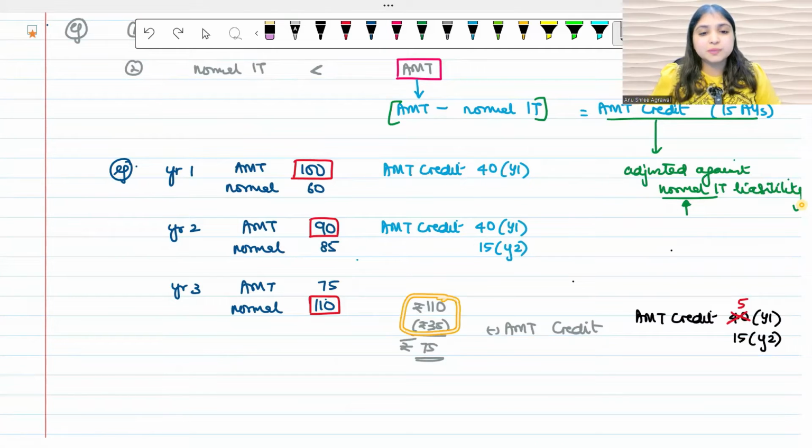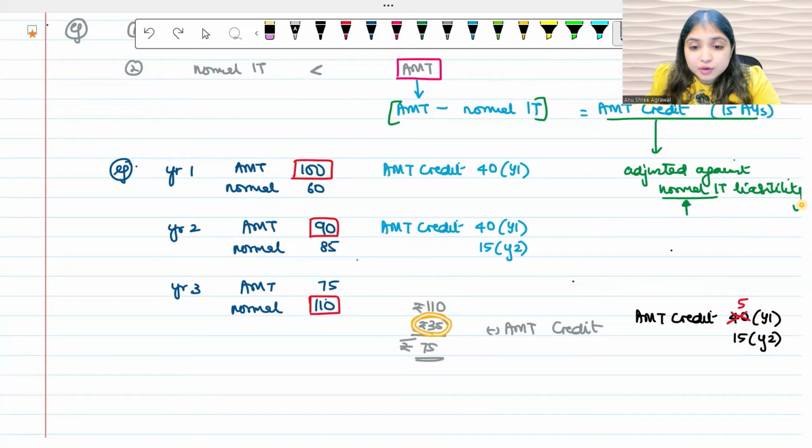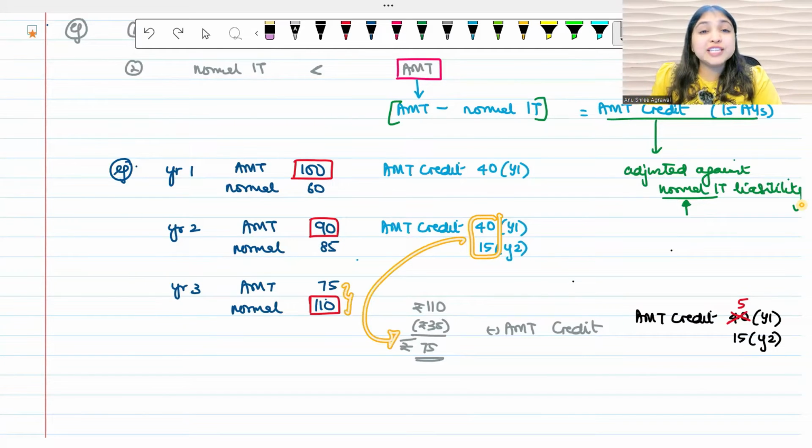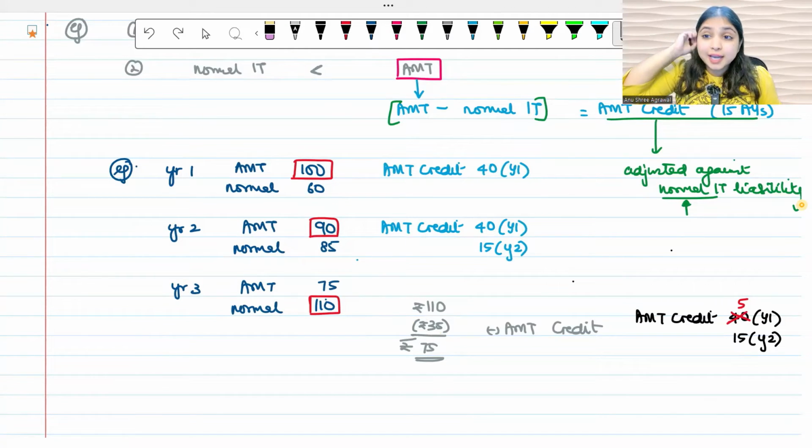Only the difference between AMT and normal income tax, only this 35 rupees alone I was allowed to enjoy as AMT credit. You understood? I had 55 rupees AMT credit, fully I can't adjust. Only to the extent of the difference between AMT and normal income tax, only to the extent of 35 rupees, only this much I can enjoy as AMT credit. Crystal clear, guys. So this was our entire discussion with respect to AMT credit and AMT, section 115 JC.